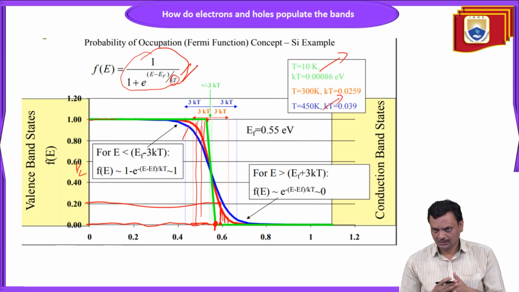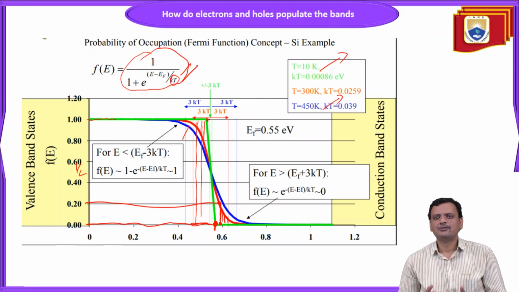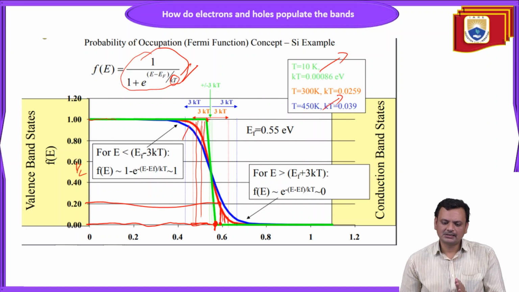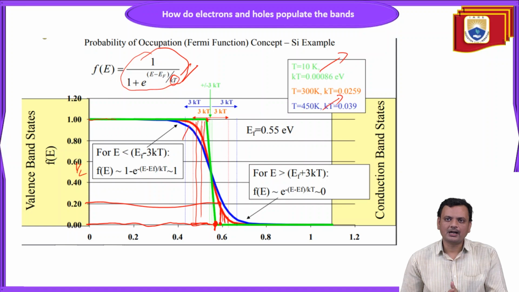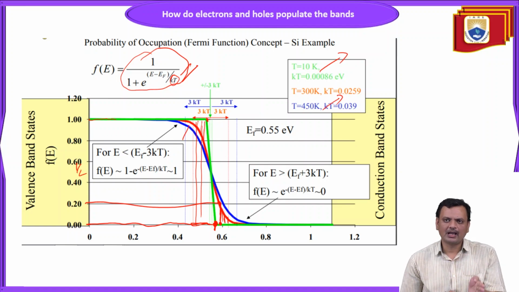So what you can conclude is that if you are increasing the temperature, the chance of occupying a level in conduction band will increase, and the chance of an unoccupied level in valence band will also increase.